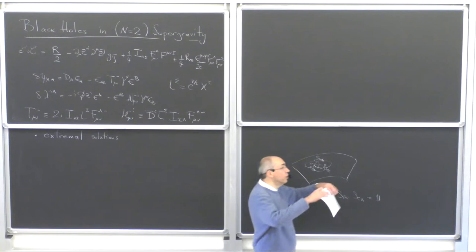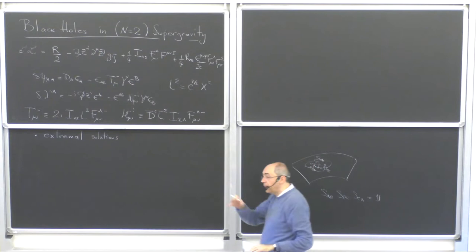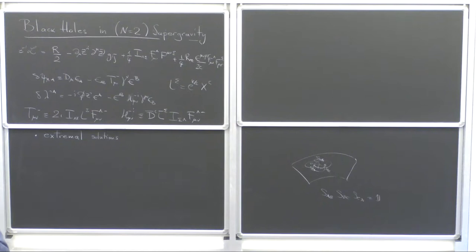Supersymmetry, of course, usually tells you what are the threshold states. No, the supersymmetric states are those that have a minimum mass for a given charge. That's fine. But there might exist configurations, and I will show you that there are configurations for which you can have an extremization of the mass for given charges, which is not supersymmetric and still extremal.